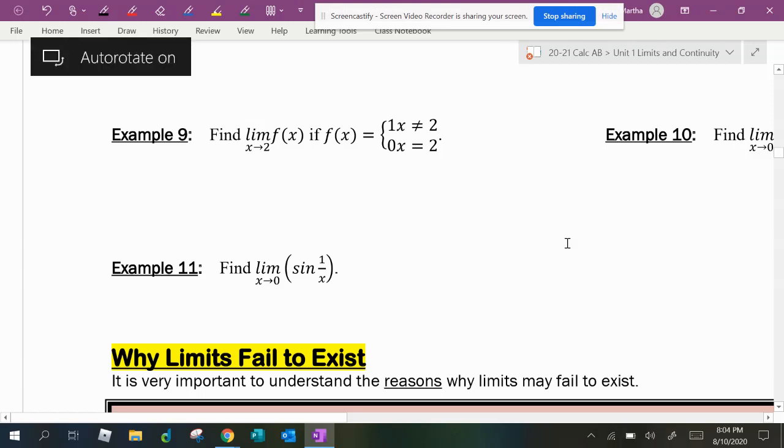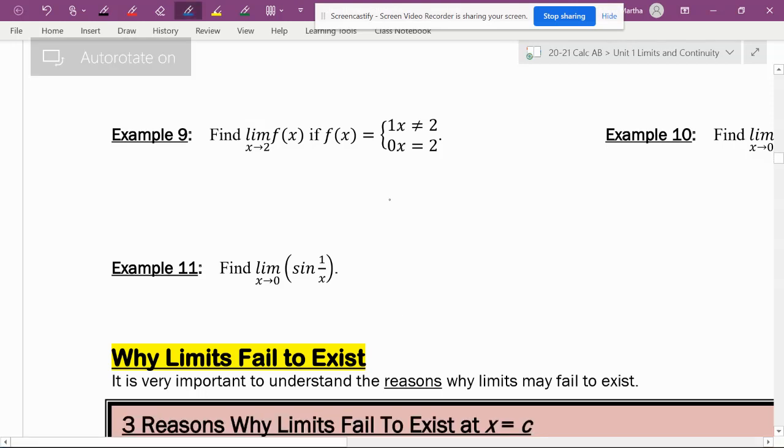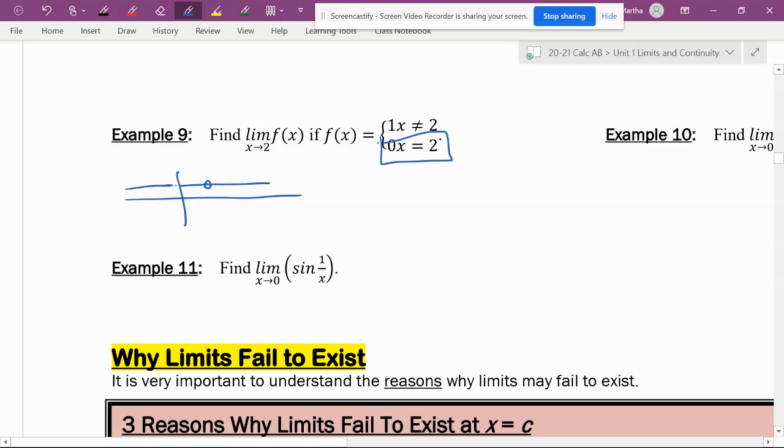So if you do look at the graph for this one, it's pretty much a line and it has a hole right there. And that's when this happens.